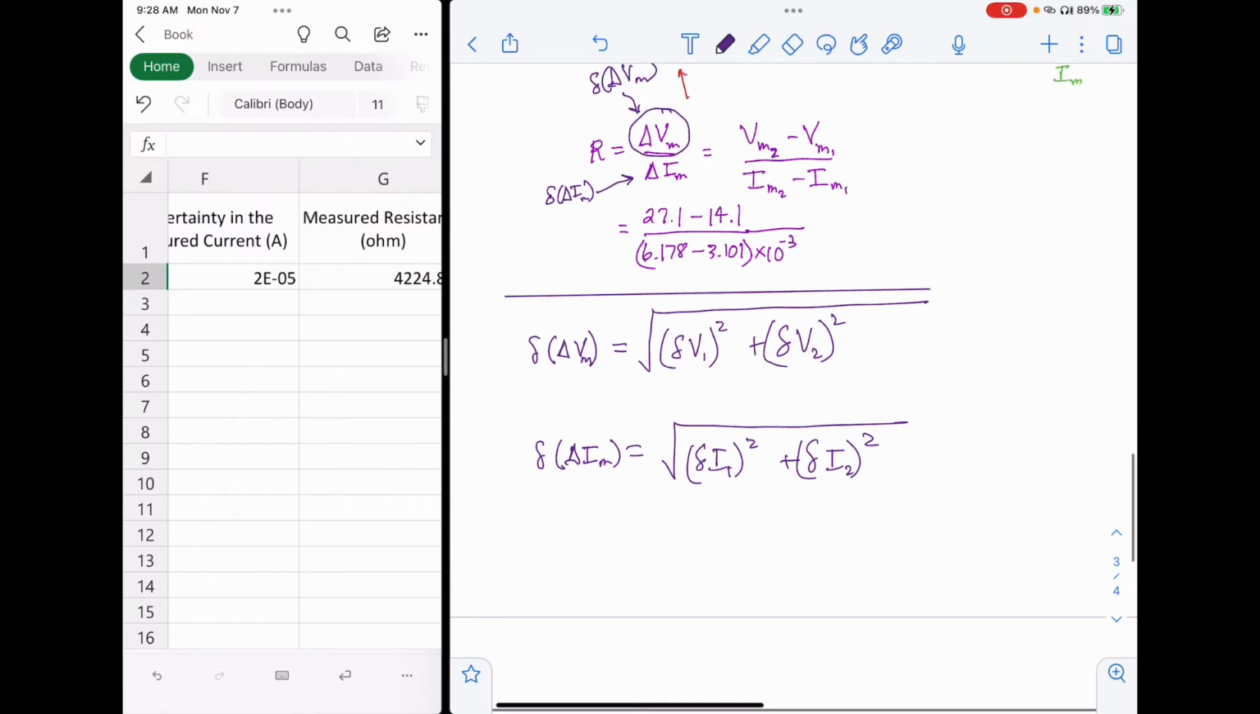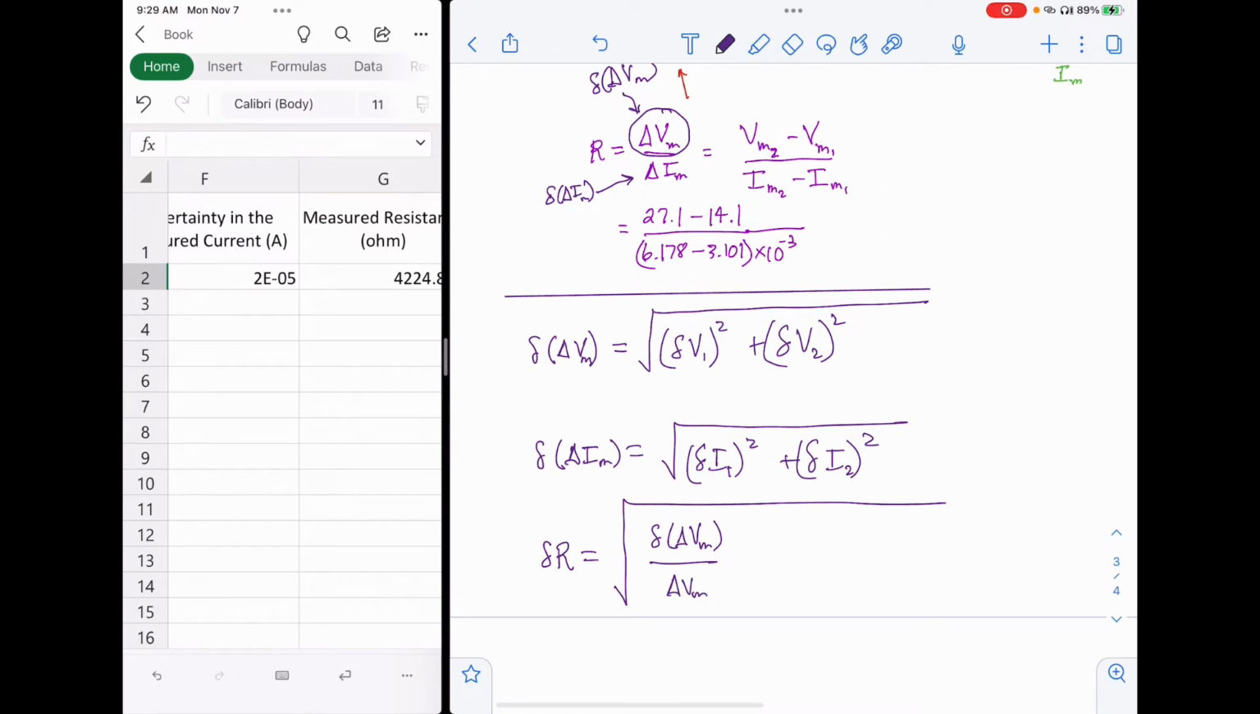But once we have this, we actually are going to have to use it in another equation for our delta R. Now, this is where it's similar to what we did before, and that is just going to be our delta V sub m over delta V sub m.